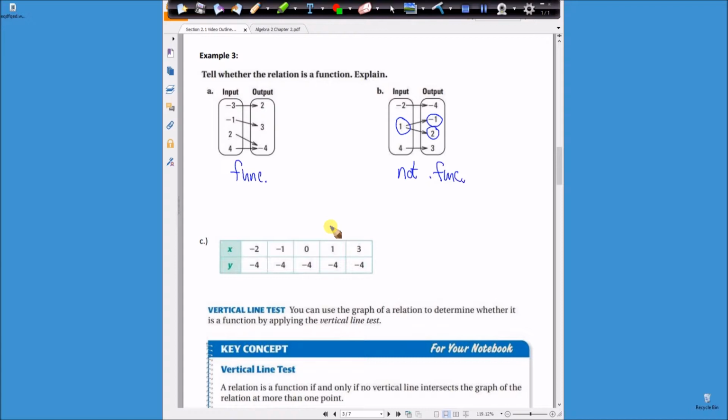Okay, and then here, this might look problematic, but you see these are all different inputs, and they have the same output, but that's fine. Negative 2 maps to negative 4, negative 1 maps to negative 4. They all map to negative 4, but they don't map to two different numbers. They all map to the same number every time. So that's okay. This is fine. This is also a function. And you probably know what this looks like when you graph it, but we'll get there maybe in section 2.2.